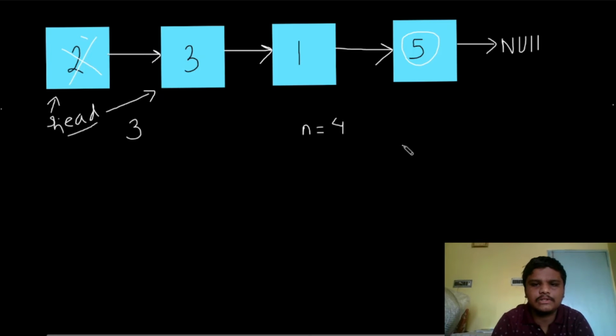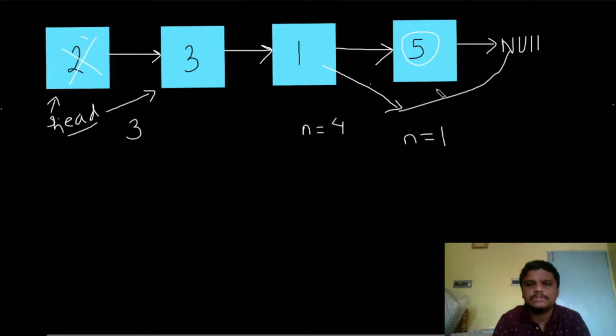Let's say that our n is equal to 1. That means we need to delete this element, that is the fifth node. If we delete this fifth node, what will happen? Now this node is going to point to null. So we need to make this node point to null.